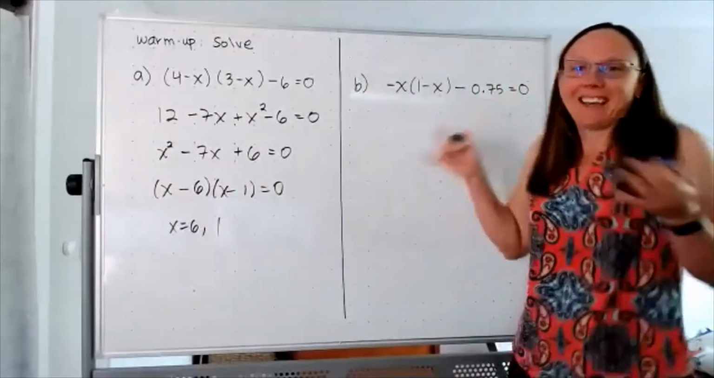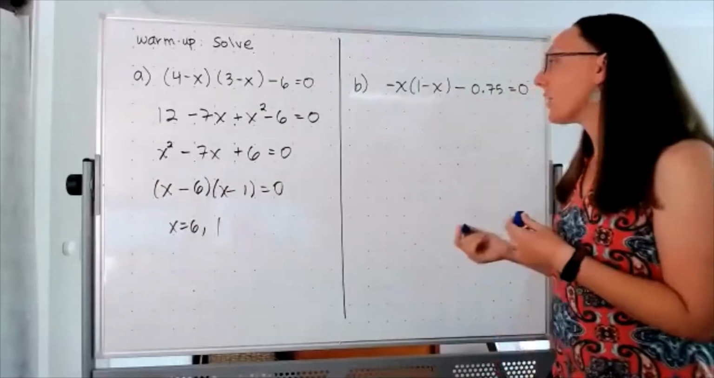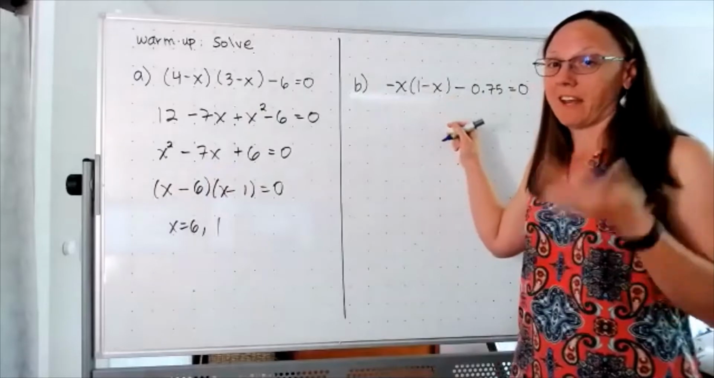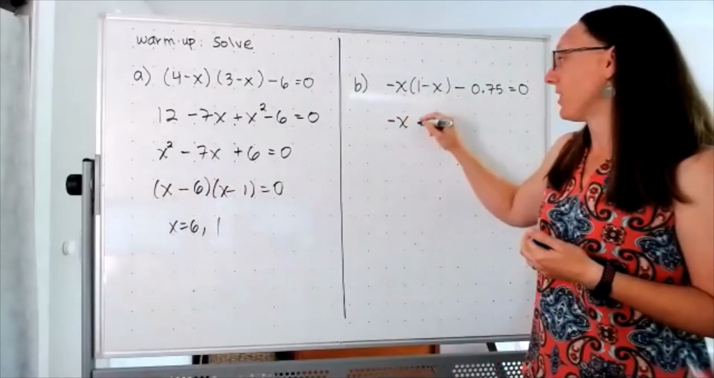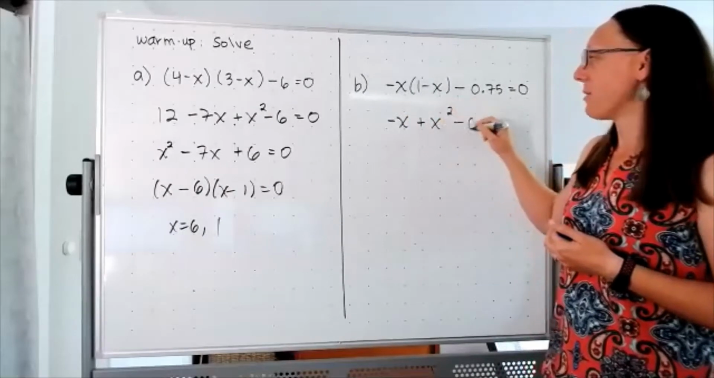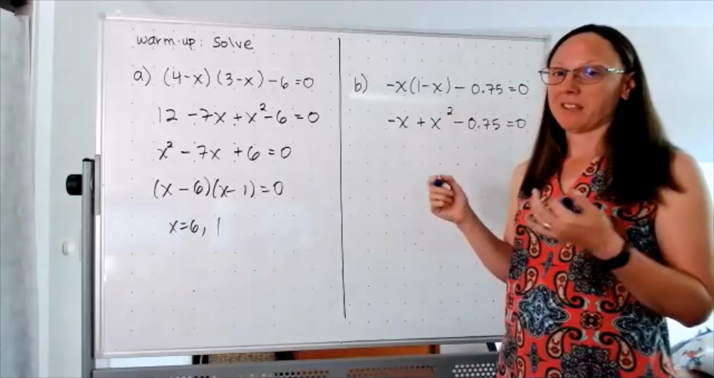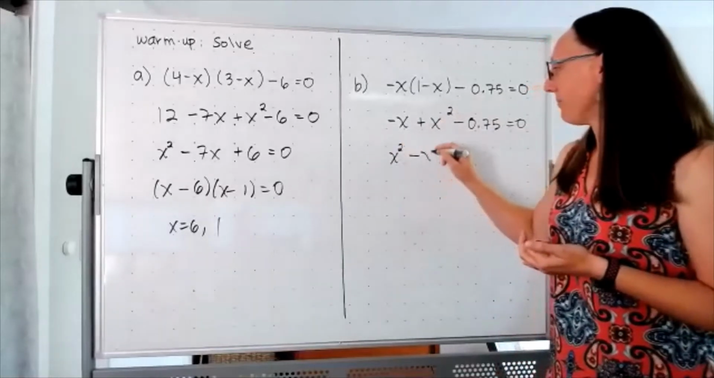This one, I gave us a decimal, but if you don't like decimals, you can change it to a fraction. Either way, I'm going to start off in the same place, meaning distributing that negative x through. So I'd have negative x plus x squared and then minus 0.75. Now at the moment, that's looking a little bit gross to me, but I am going to rearrange it.